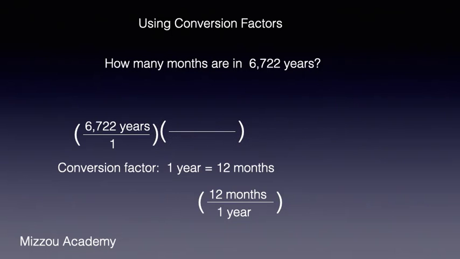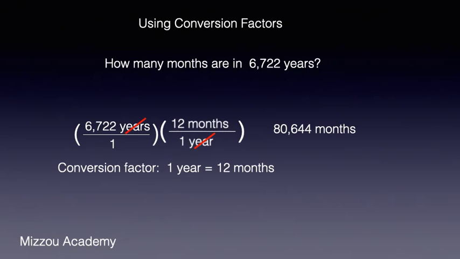So let's show it with this other one. If we write it this way, now notice that the unit years is on the top in the first set of parentheses, but it's on the bottom in the second set of parentheses. That means the unit years will be canceling out. Now when we multiply all of our numerators and divide by all of our denominators, we get 6,722 years times 12 months divided by 1 divided by 1 year, and again the units years cancel out, and so we just get 80,644 months. And the unit now tells us that we are correct because it's the unit that we need for our answer. So the units can help us to guide our thinking.